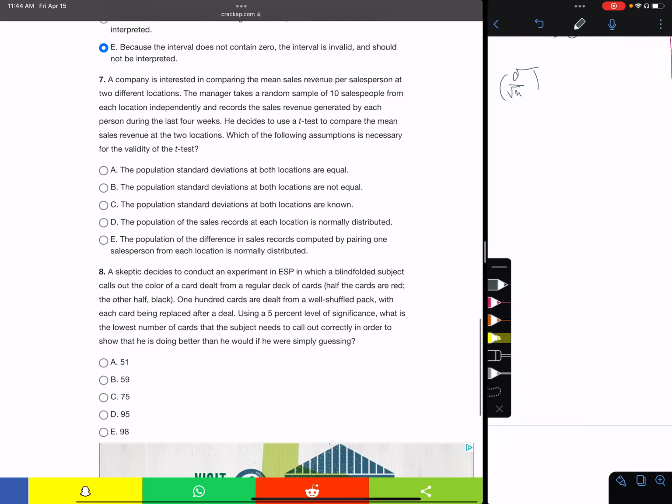We'll see. A company is interested in comparing the mean value of sales revenue per salesperson at two different locations. The manager takes a random sample of 10 salespeople from each location and independently records the sales revenue for each person. He decides to use a t-test to compare the mean sales revenue for the two locations. Which of the following assumptions is necessary for the validity of the t-test?